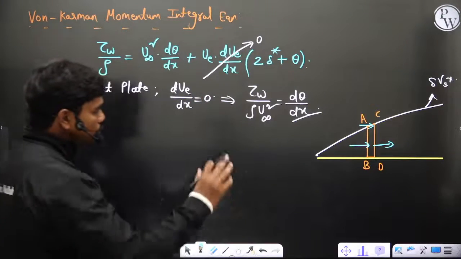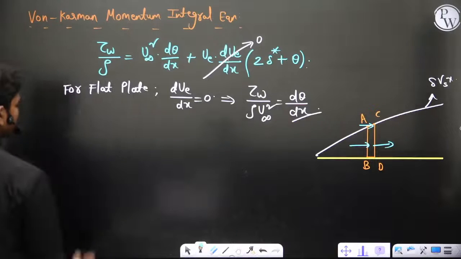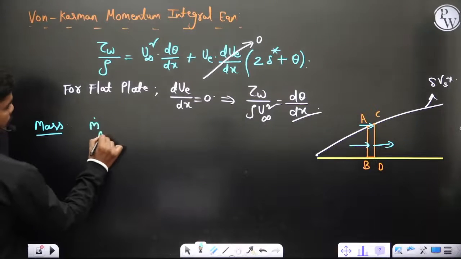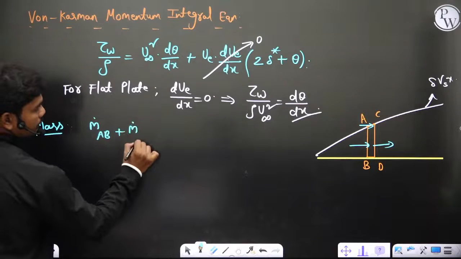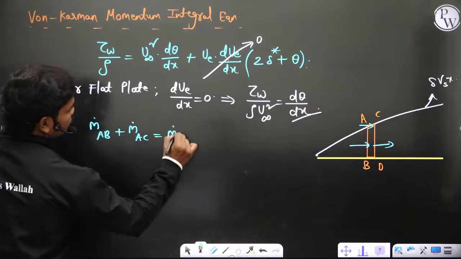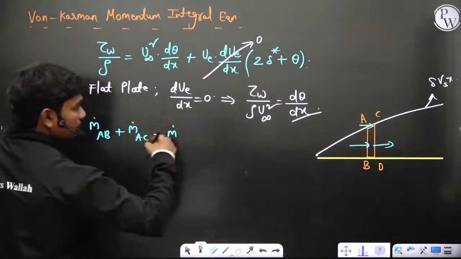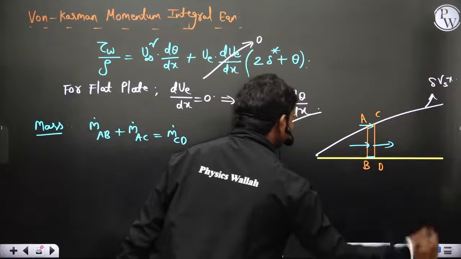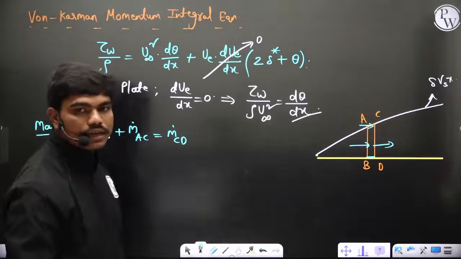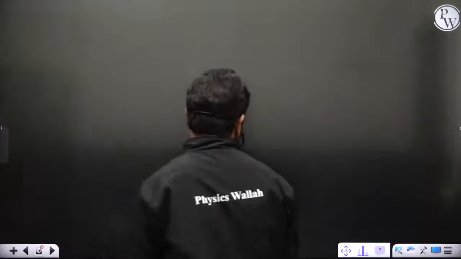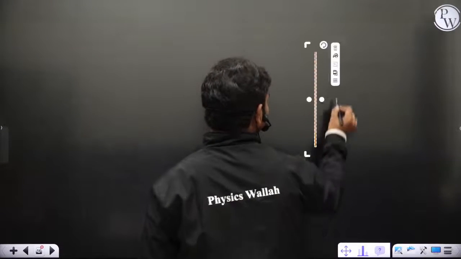Now if you do a momentum balance, for example, first of all, if you write the mass balance, mass conservation: mass flow rate through AB plus mass flow rate through AC should be equal to mass flow rate through CD, because nothing can come through here, as this is a fixed solid boundary. Then if you separate that, look, I am just elaborating it so that you can understand.